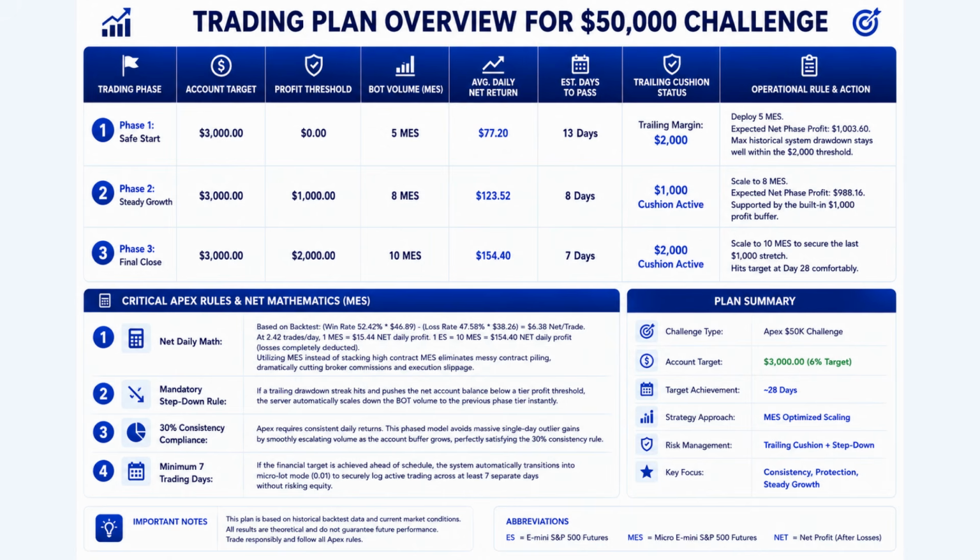After the account reaches approximately $2,000 in profit, position size is increased to 10 MES contracts for the final stage to complete the remaining profit target and move beyond the $3,000 goal. Based on this plan, the entire evaluation can potentially be completed within about 28 trading days. The key advantage is that position size only increases after a profit cushion has been established, helping reduce trailing drawdown pressure and creating a more stable path toward passing the evaluation.